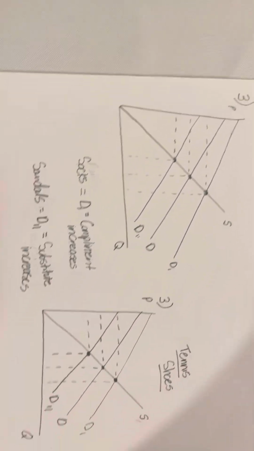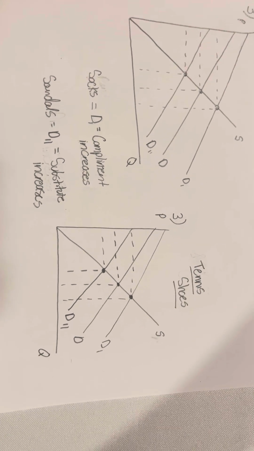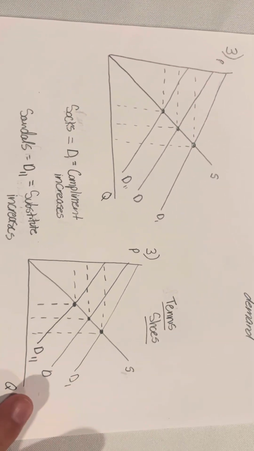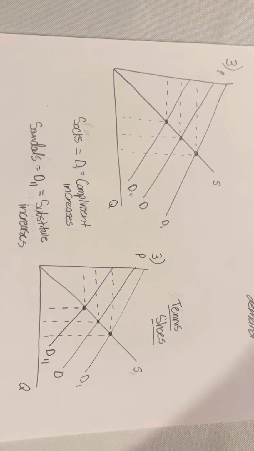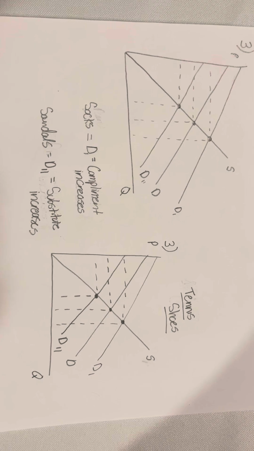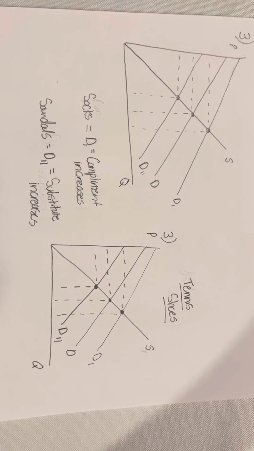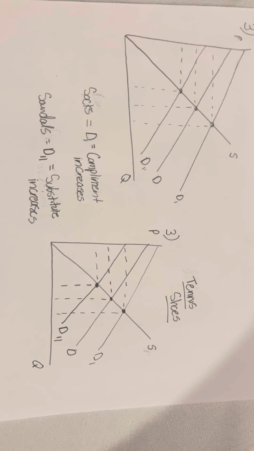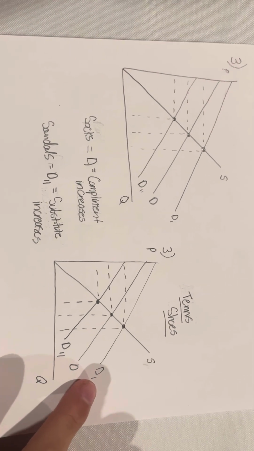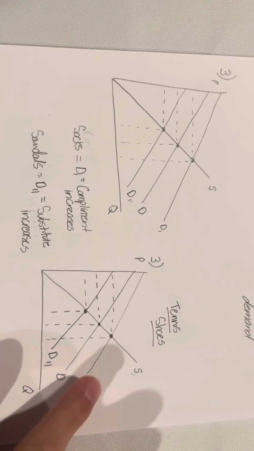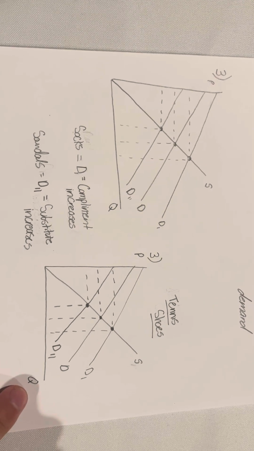So, okay, let's use a real life example. Now we're going to talk about tennis shoes. I have my supply and demand here, and I have my standard point of equilibrium. So let's say socks are a complement of tennis shoes. If you wear tennis shoes, you wear socks. So let's say the demand for the complement increases. That means the demand for tennis shoes will also increase. So I have my new demand here, D prime. So price will go up and quantity will go up as well.